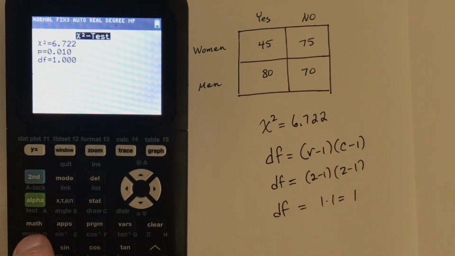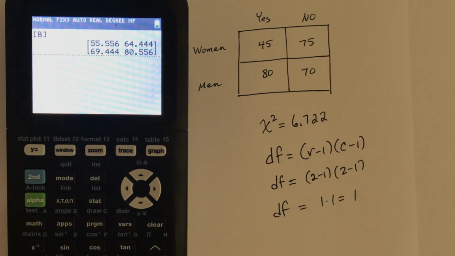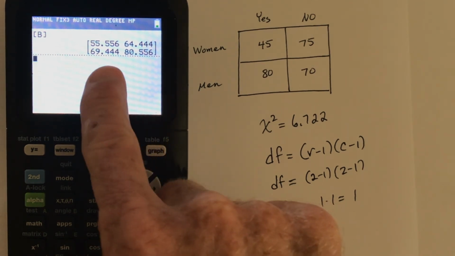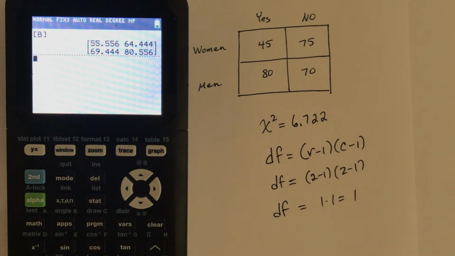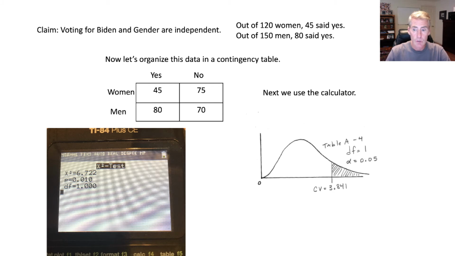So you go to second matrix, then choose matrix B, and you just have to verify that all these numbers are bigger than 5. If they're not bigger than 5, then the results of the test are not going to be reliable. As you can see, all of these are way bigger than 5, so the results are going to be reliable. And we got the test statistic is 6.722.